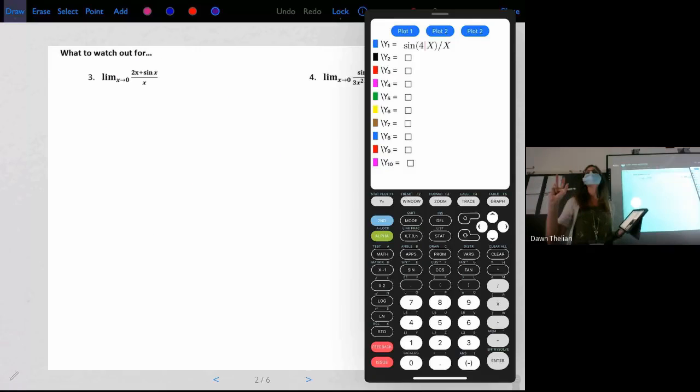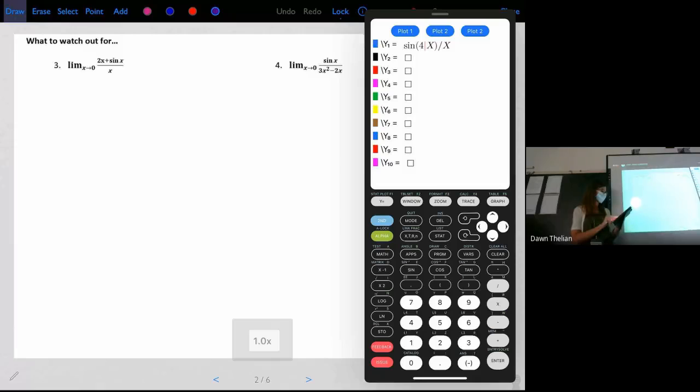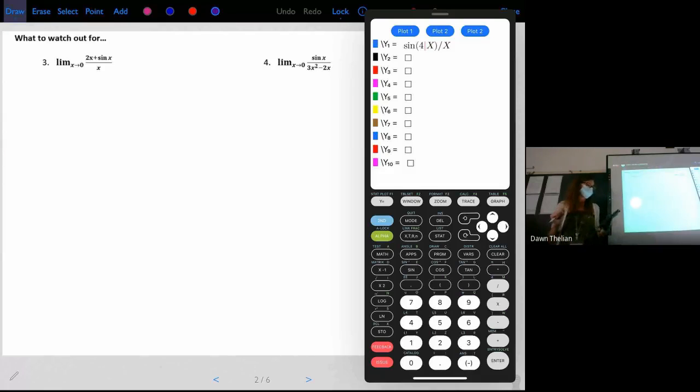How this maybe gets a little bit trickier is if you throw some algebra in here that you have to watch out for. So what if we have addition or subtraction as part of our values? Number 3 says the limit as x approaches 0 of 2x plus sine x all over x.